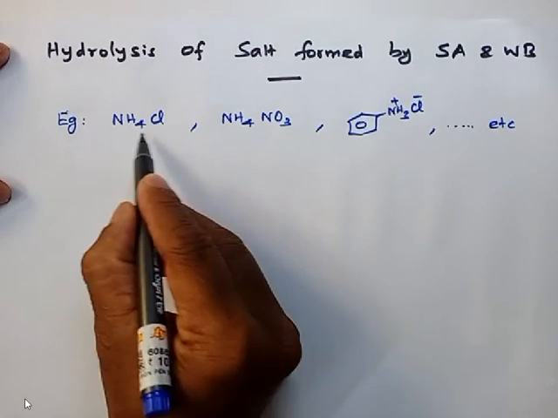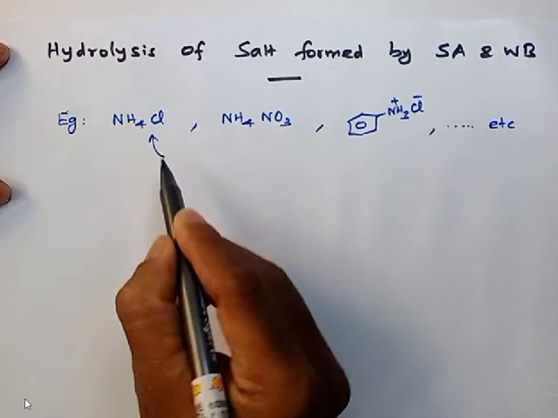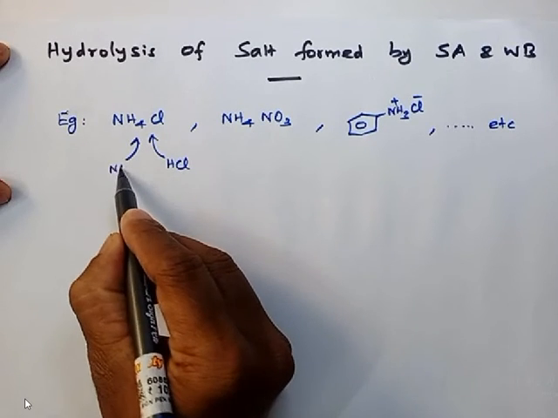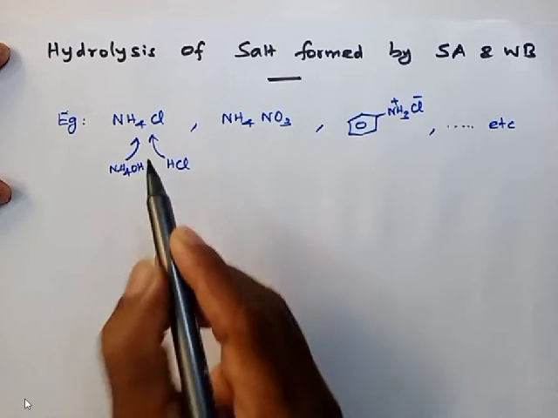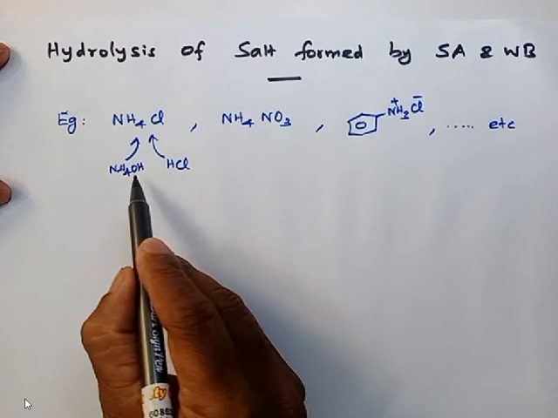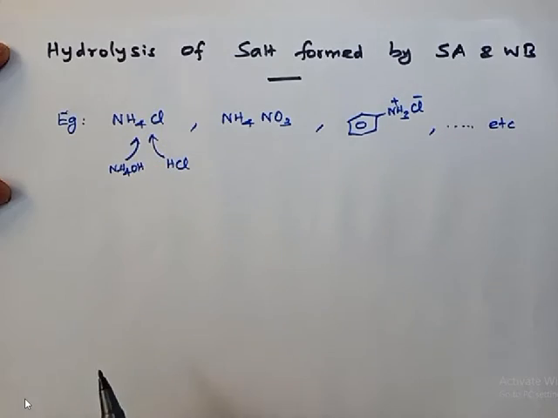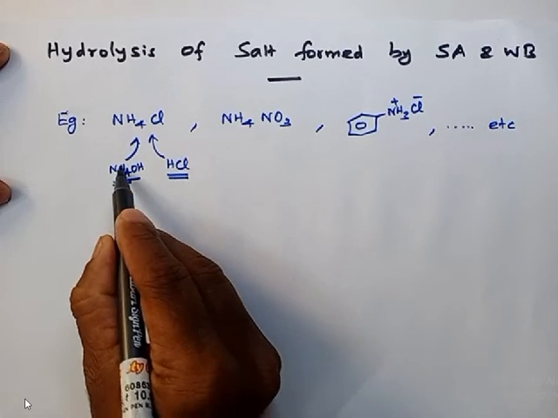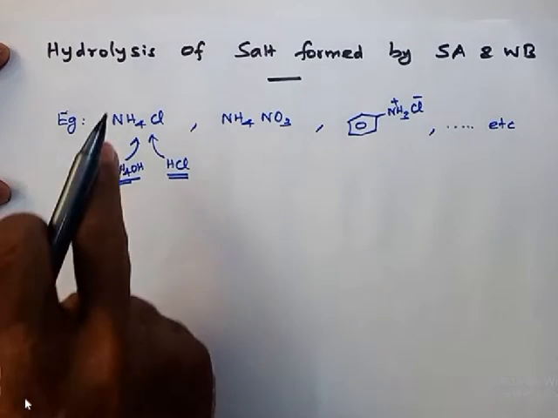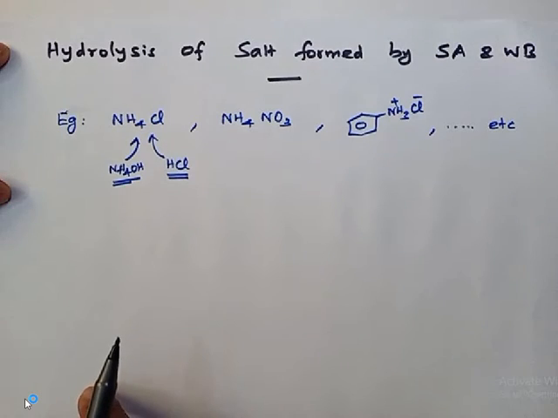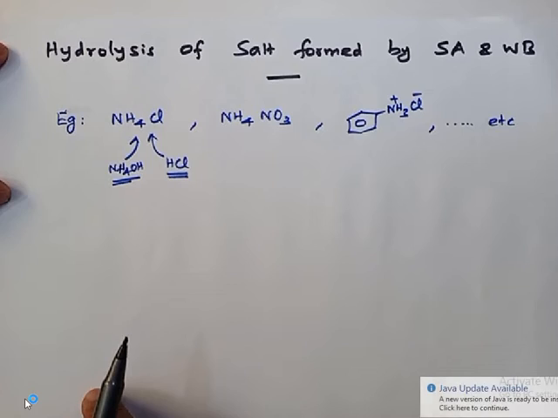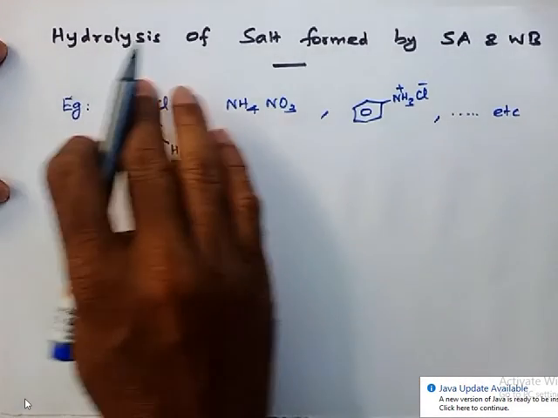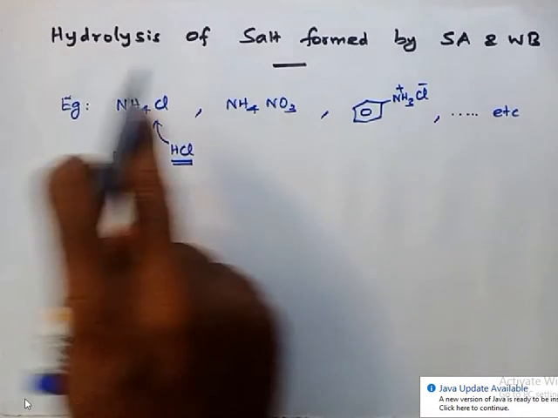See here, ammonium chloride is formed by the strong acid HCl and the weak base ammonium hydroxide. When HCl reacts with ammonium hydroxide, we get this salt, where HCl is a strong acid and ammonium hydroxide is a weak base. So this is a salt of strong acid and weak base. Now we are going to discuss the hydrolysis of these salts.